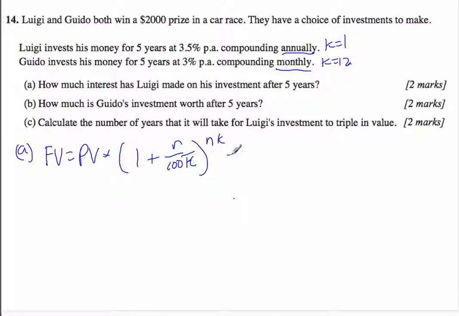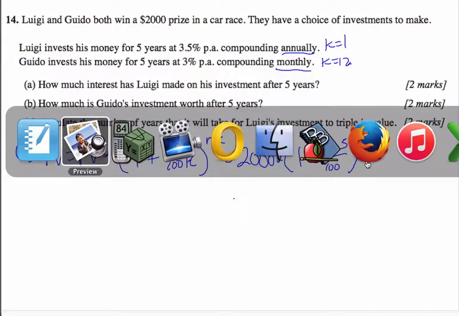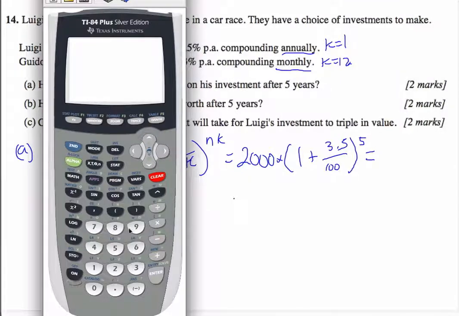Okay, and in Luigi's case, present value is 2,000. And we have 1 plus, the interest rate is 3.5 out of 100. K is 1. We can write down times 1, or we can just leave it as it is. And then we have k times n up in the exponent. n is the number of years, so it's just 5. And we can work that on the calculator. Let's do that. 2,000 times 1 plus, and let me make a little fraction, or you could just use divide there, to the power of 5, and we're done.